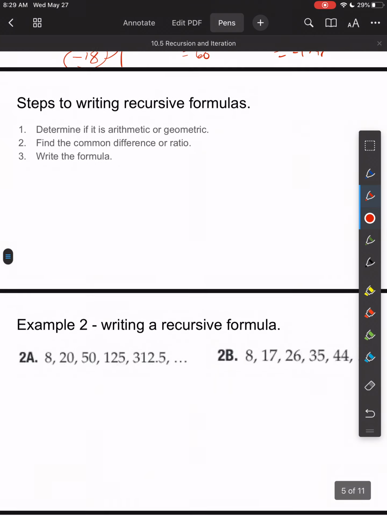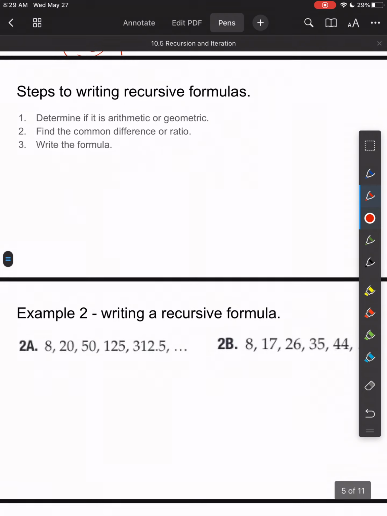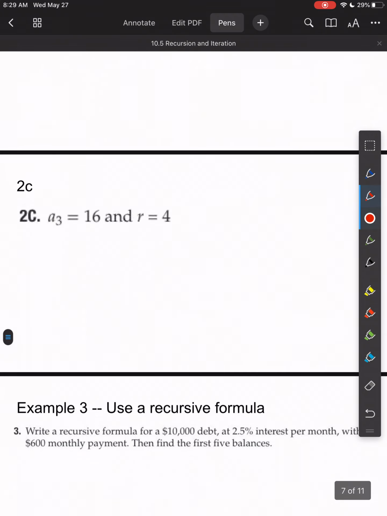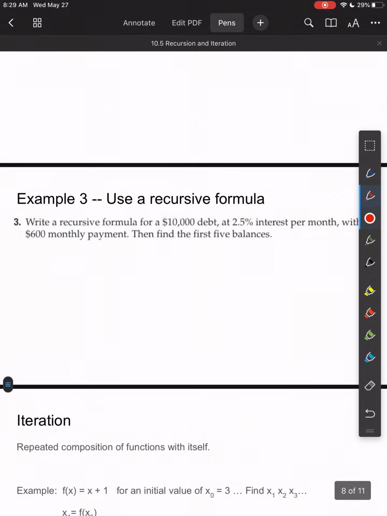I was going to have you write these recursive formulas, but I'm going to skip over that for now, because you will write one for this, and I think this is much more meaningful. So for example 3, you're going to use a recursive formula to figure out the next payment on a debt.